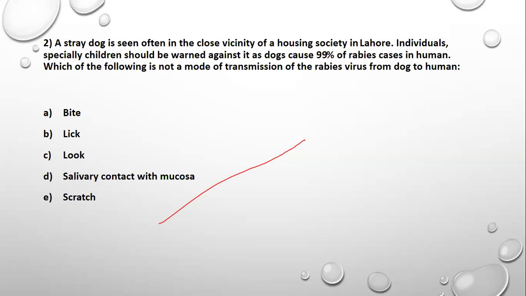A stray dog is seen often in the close vicinity of a housing society in Lahore. Individuals, especially children, should be warned against it as dog causes 99% of rabies cases in human. Which of the following is not a mode of transmission of the rabies virus from dog to human? A, bite, B, lick, C, look, D, slightly contact with mucosa, and E, scratch. The correct answer is C, look.